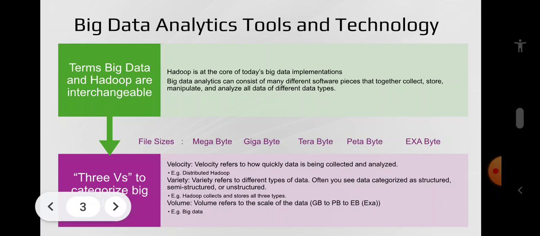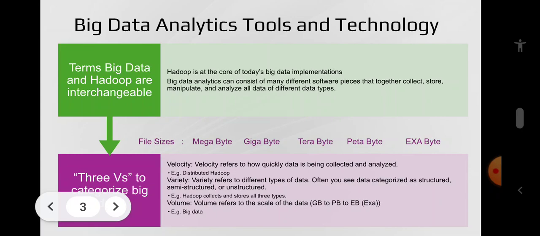Now, when we store the data, we know that 1024 kilobytes of data is basically 1 megabyte. 1024 megabytes of data will be 1 GB. And in the same fashion, the data goes to terabyte, petabyte, and exabyte.